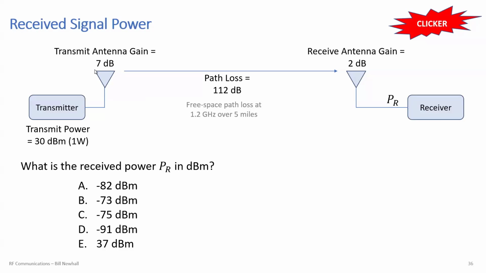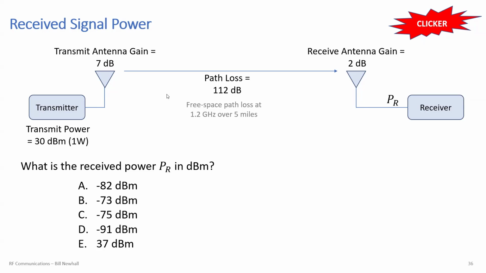And then you have a 7 dB antenna. Maybe this is a little high for antenna gain for a handheld. Maybe this is connected to some kind of external antenna. Maybe it's a collinear folded dipole antenna or some other antenna that gives you 7 dB gain in an omnidirectional pattern, or maybe it's a small Yagi pointed in the direction of the receive antenna. Okay, so that's your transmit power.